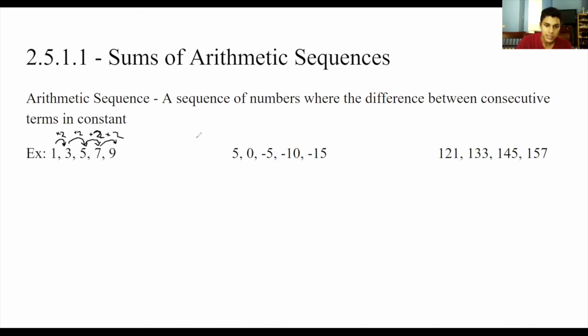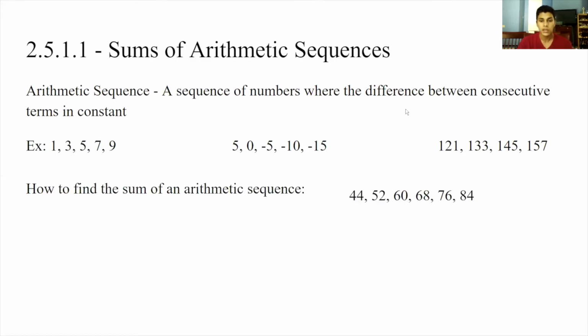And in this sequence, I do the opposite. I do a -5 from each term. And I'm not going to draw them all out, but I do a -5. And then finally, in this one, I would do a +12 after each of the terms. So that's what makes all of these arithmetic sequences.